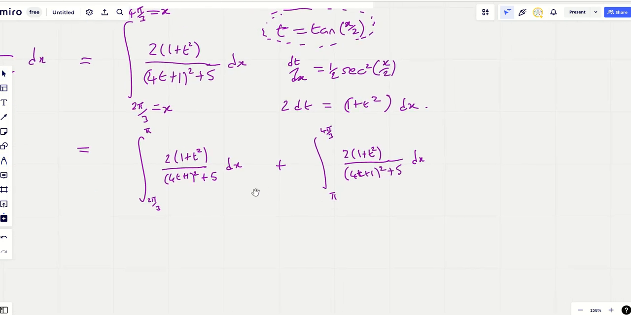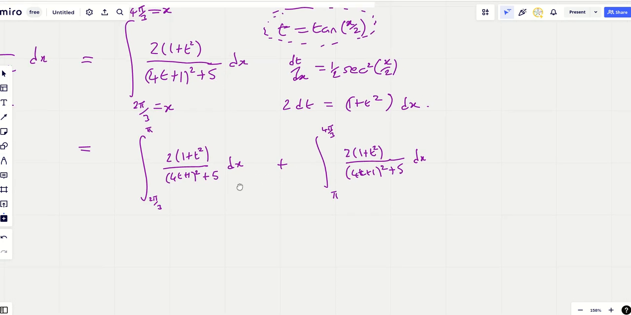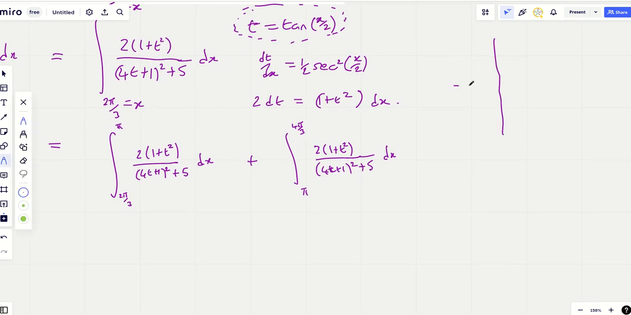Now we're going to have to think carefully about what kind of infinity we get as well. And this is all about the tan graph. If I can just quickly draw a tan over here, it's going to help me. It looks something like this. Remember, it's negative infinity just after pi. So what are we doing here? Well, when we're converting, this is pretty easy. dt by dx is half sec squared x, so 2 dt is 1 plus t squared dx. So I can swap the 1 plus t squared dx with another factor of 2, making this appear: 4 over 4t plus 1 squared plus 5 dt. Good, I've swapped that.